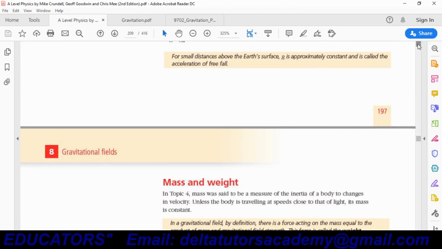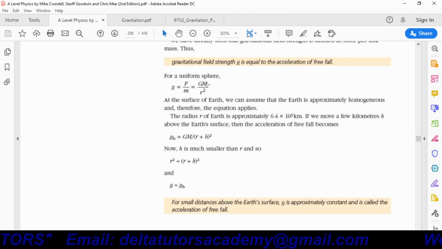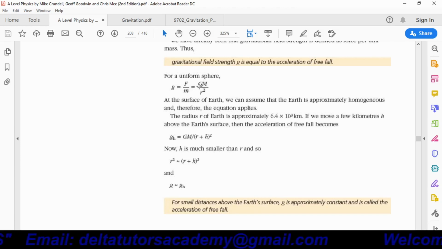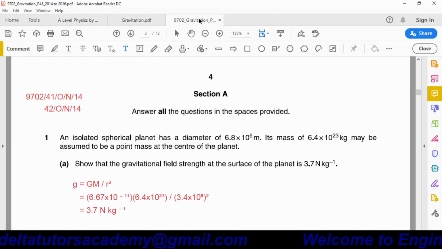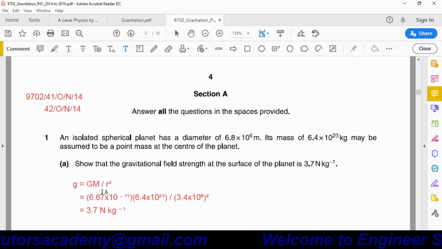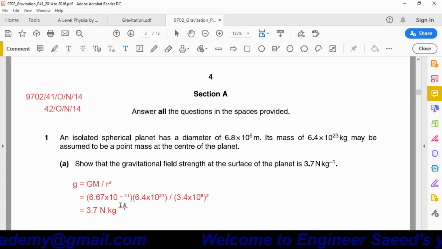Gravitational field strength g is given as capital G capital M over R squared, where capital G is the gravitational constant, M is the mass of the planet, and R is the separation between the object and the planet. Now this G, the universal gravitational constant, has a value of 6.67 × 10^-11.